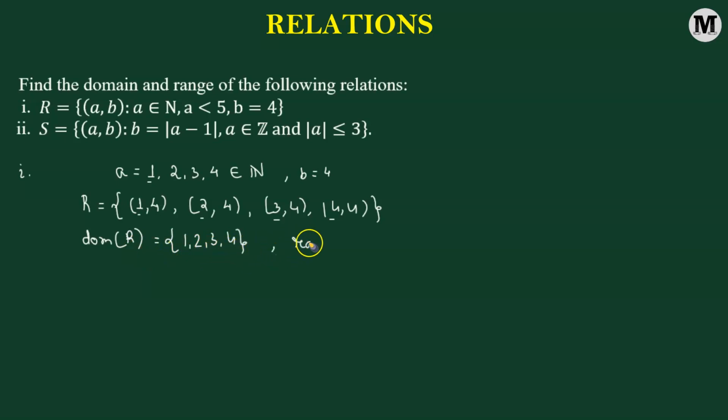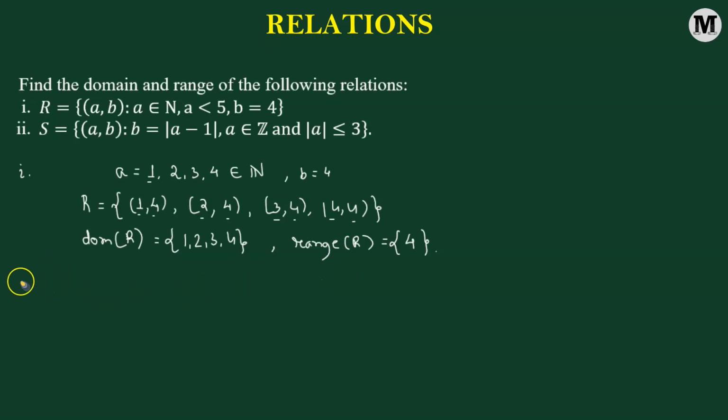Next, we define the range of the relation R. The range is simply going to be the second element in each of the ordered pairs. The second element is simply B, that's 4. 4 is repeating 4 times, but we only have to mention it once since it's a set. So this is going to be the range of the relation R.